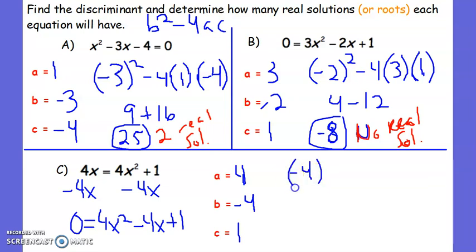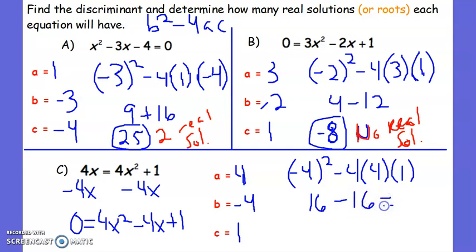-4 squared minus 4 times a times c gets us a 16. Remember, negative numbers squared become positive. Minus 4 times 4 times 1 would be 16 as well. That means our discriminant equals 0. Right? So that's the value of the discriminant. What does it tell us? Well, it tells us, again, if the discriminant equals 0, there's going to be one real solution.